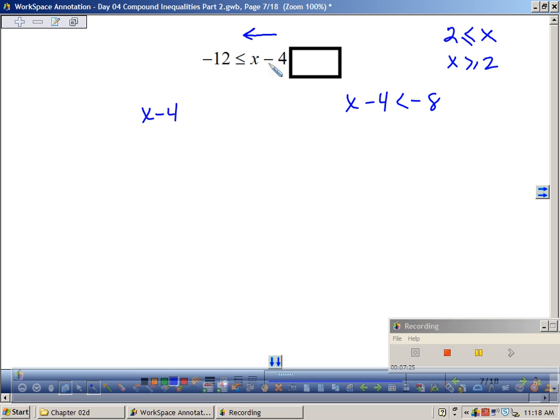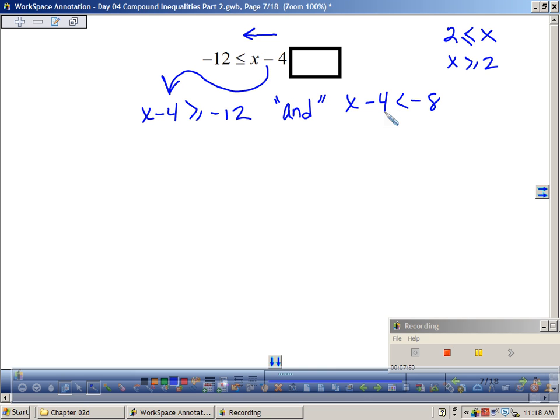This is doing the same thing. I just have my variable on this side, so let's switch it around. Let's put my variable on this side. So X minus 4 is what? Greater than or equal to negative 12. See that? It's stating two different things. This and this. I think I'm going to leave it like that.